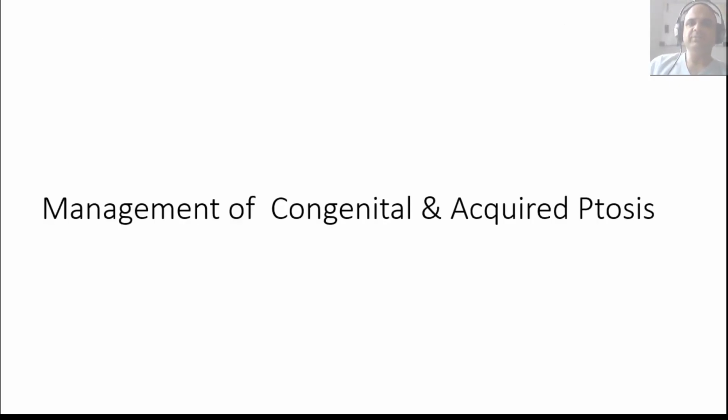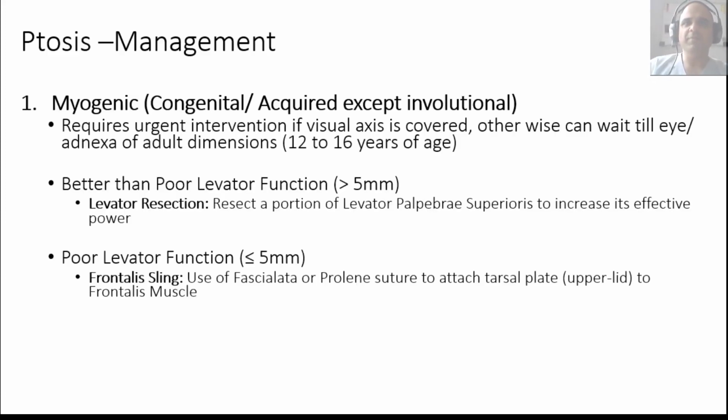We'll now talk about management of congenital and acquired ptosis together because the procedures are sort of similar and they're dependent upon the amount of levator function that the patient has. And there's also a little bit of consideration of the age of the patient. So for myogenic ptosis, which is the most important type in congenital ptosis, it would require urgent intervention if the visual axis is covered, i.e. it is possible to get sensory amblyopia or vision deprivation amblyopia. Otherwise, you can wait until the eye and the adnexa are of adult dimensions.